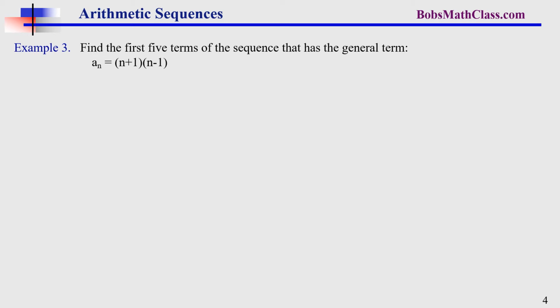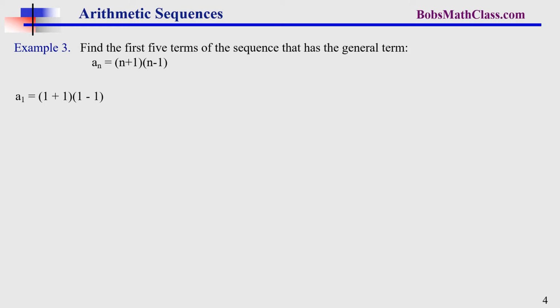Okay, same directions. Find the first 5 terms. A sub n equals, in parentheses, n plus 1, times, in parentheses, n minus 1. Okay, so the same idea. For the first term, plug in n equals 1 everywhere you see an n, and then plug in a 2 for n for the second term. And for the third term, plug in n equals 3, etc.